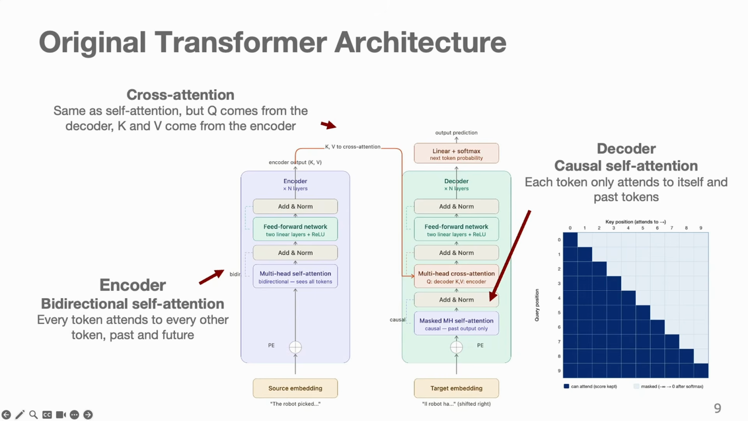And then in the middle, you can see the cross-attention, in the middle of the decoder, where the encoder and decoder talk to each other. So the decoder asks, given what I've generated so far, what from the source is relevant for me right now? And so this means that the queries come from the decoder and the keys and values will come from the encoder.